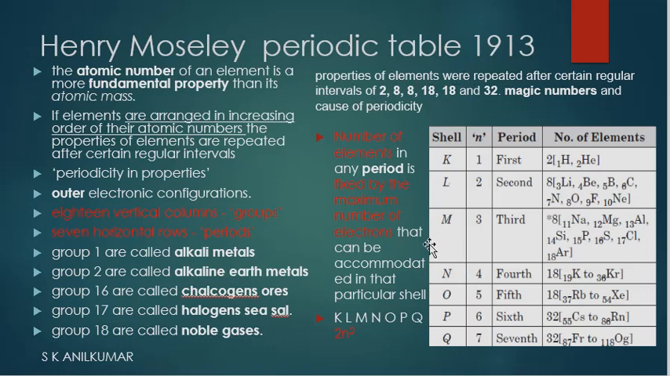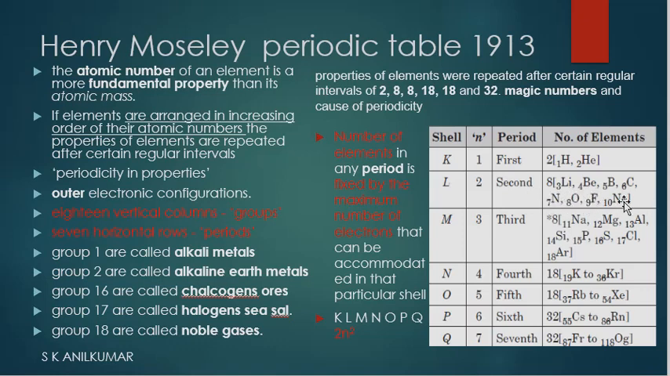The number of elements is fixed, and the maximum number of electrons that can be accommodated in a particular shell is what decides this. 1, 2, 3, 4, 5, 6, 7. That is why we have 7 horizontal rows, because we have only 7 shells: K, L, M, N, O, P, Q. So shell K has 2, L has 7 or 8.